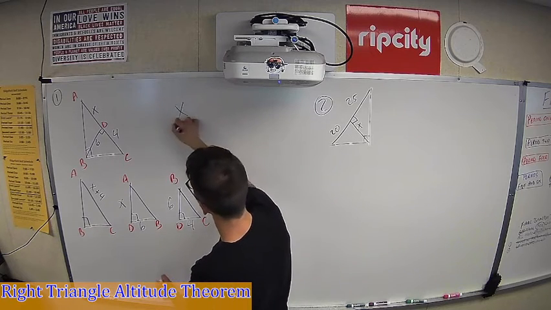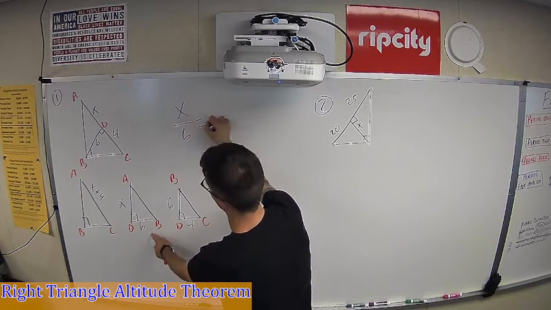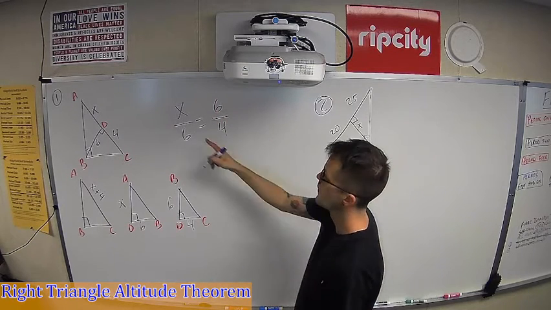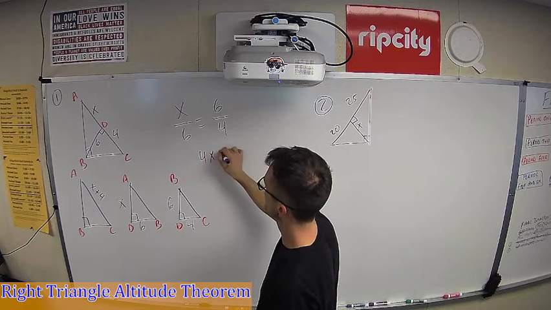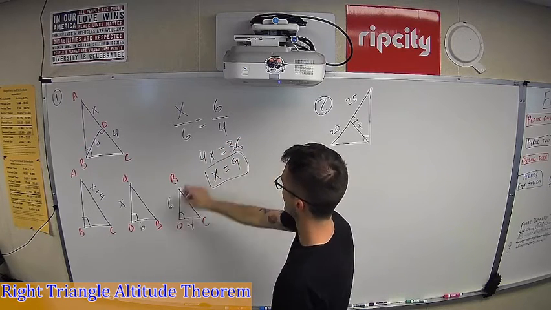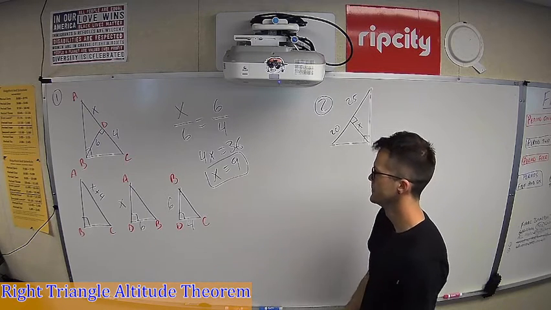So I'm going to do x over 6 equals 6 over 4. And then we just solve for x. So cross multiplying, 4x equals 36. Divide both sides by 4, and we recognize that x equals 9.